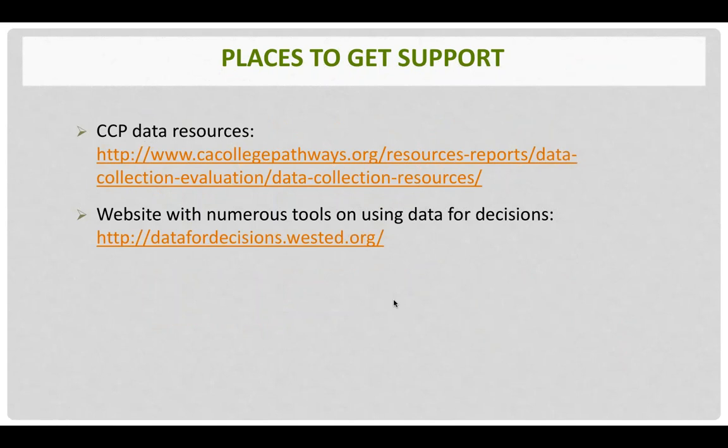And then, of course, on the California College Pathways website, well, that's the one we just had. There's our web address for you to find more information and support for making sure your data is as good as it can be. And then there's another website called Data for Decisions from WestEd that can help you get more insight about making sure you have good data. And we know that good data is how you're going to build and strengthen the programs that you already have, and maybe add programs that you need.